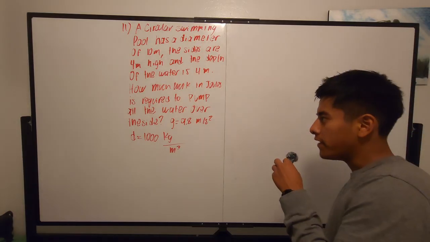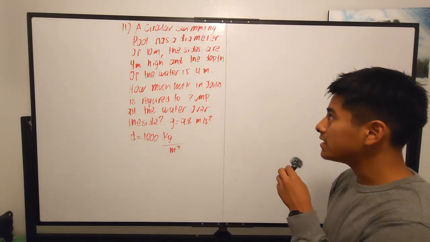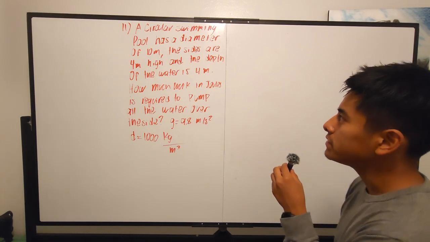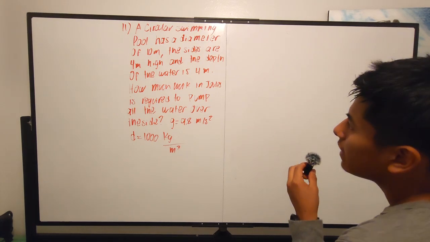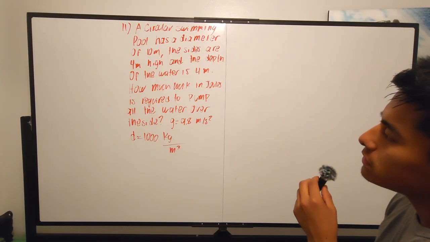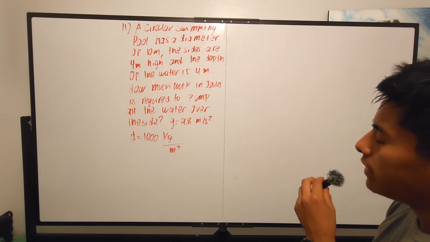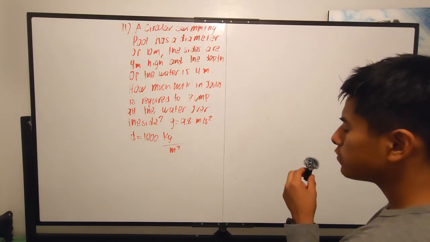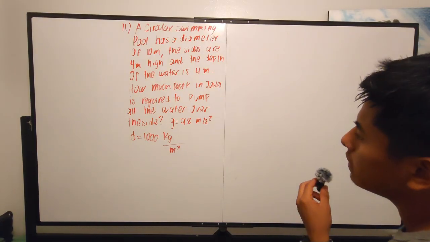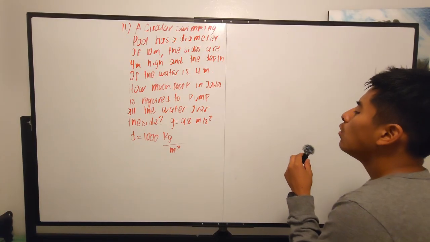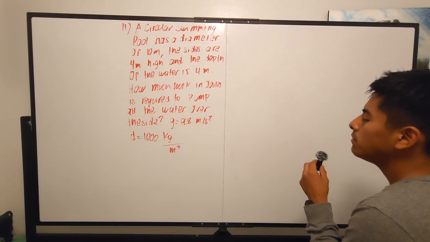Finally, we have arrived at the last problem, and it says a circular swimming pool has a diameter of 10 meters. The sides are 4 meters high, and the depth of the water is 4 meters. How much work in joules is required to pump all the water over the side? Take g to be equal to 9.8 meters per second squared, and the density of the water to be 1,000 kilograms over meters cubed.